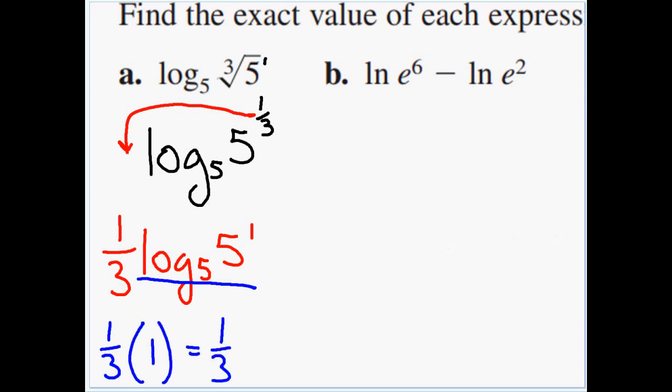But then there was also another property that said if you have log base 5 of the same number, that's just equal to whatever this exponent is. Here the exponent was a 1. We could just cut right to the chase and say the log base 5 of 5 cancels, and the 1/3 is our final answer.